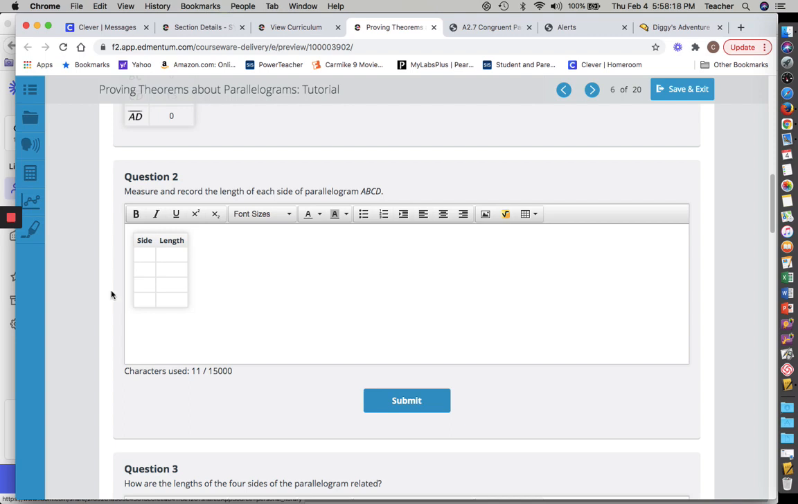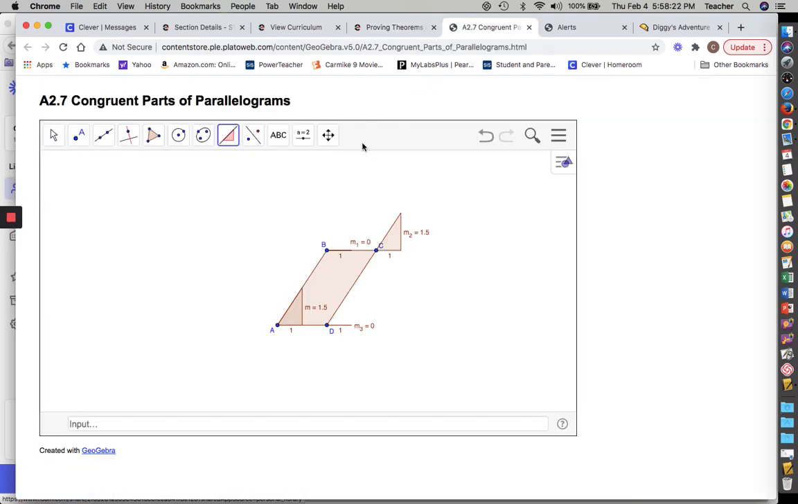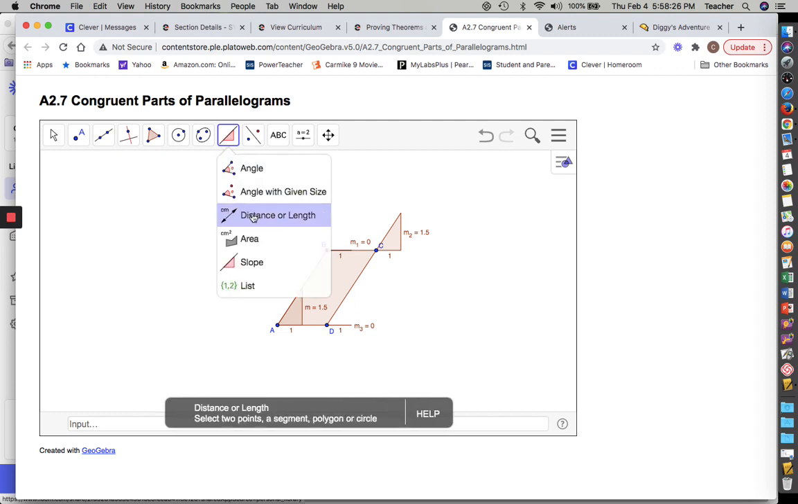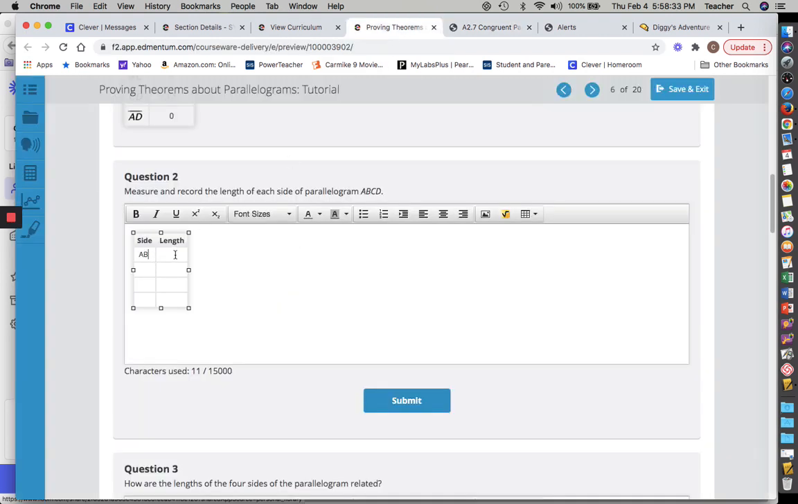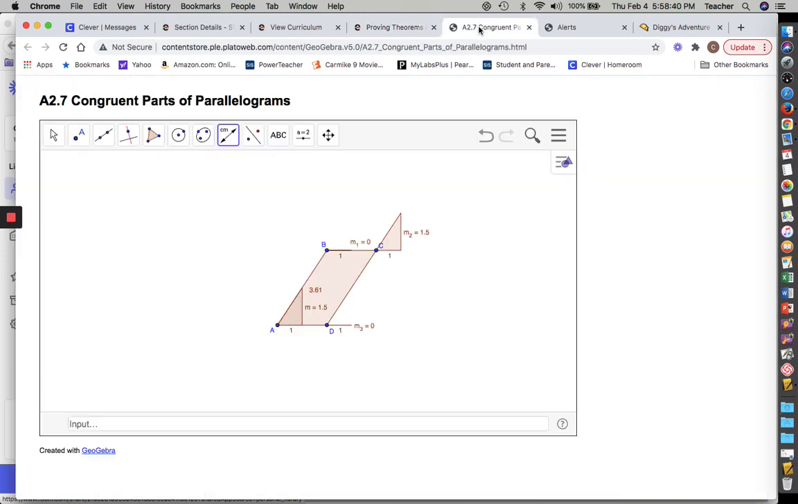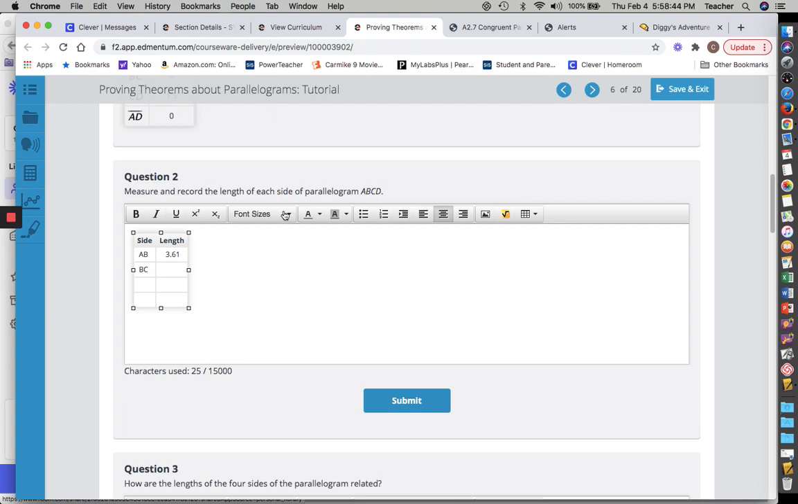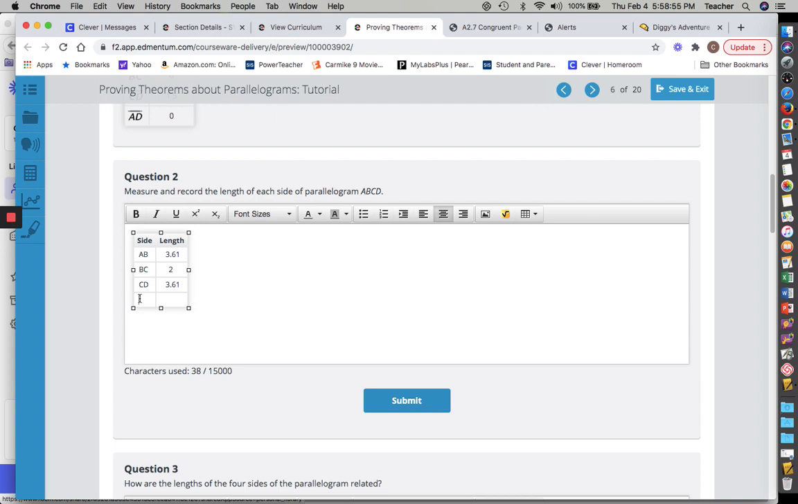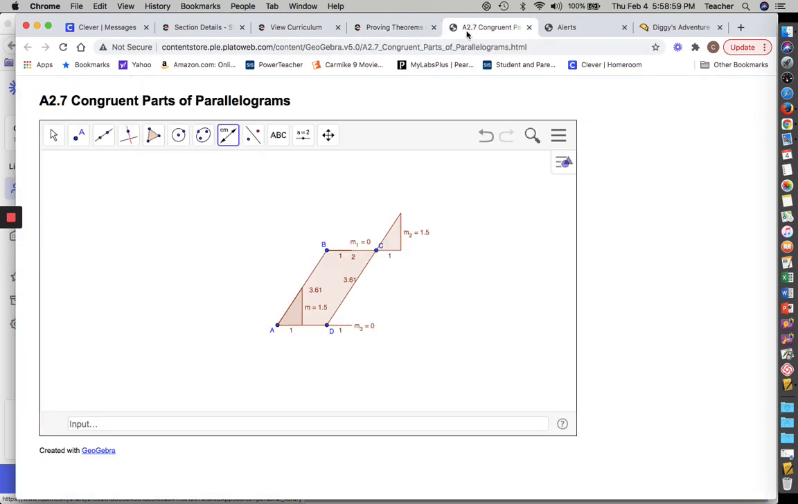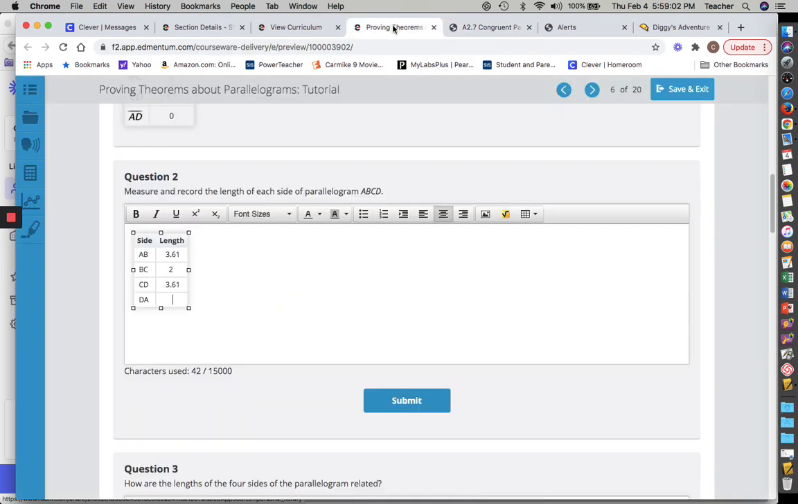Question number 2, measure and record the lengths of each side. Well, I've already told you they're equal to each other. So I need to find side length. So I'm going to come up here, instead of going on slope, I'm going to click on distance or length. So I'm going to click on AB, which is 3.61. Okay, next one was BC. Looks like it's a 2. CD was next. So CD is 3.61. And then last but not least, DA. DA is, click on that, got a 2. So like I said, parallelograms' opposite sides are not only parallel, they are equal, and we found out they have the same slope.